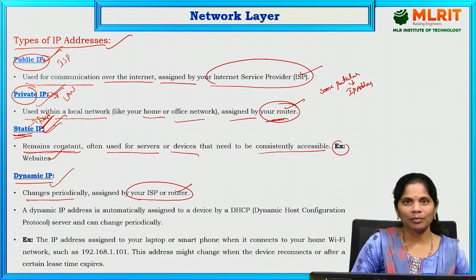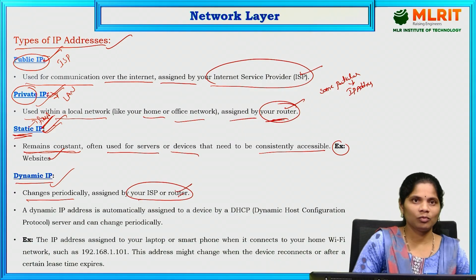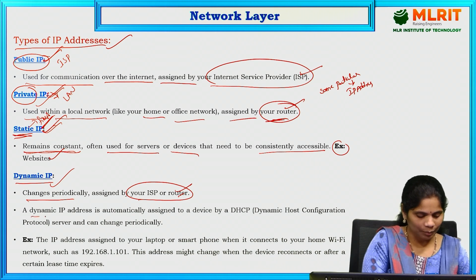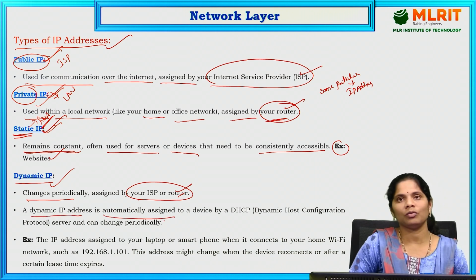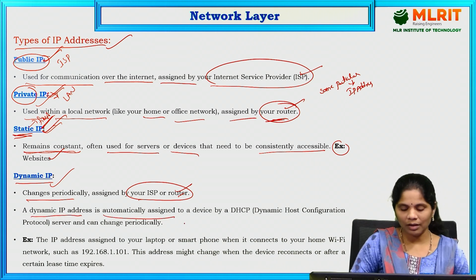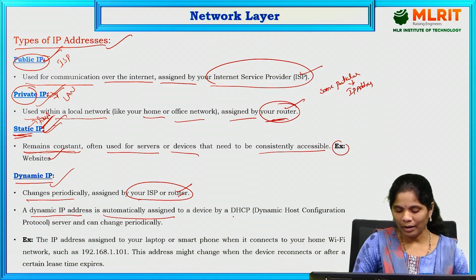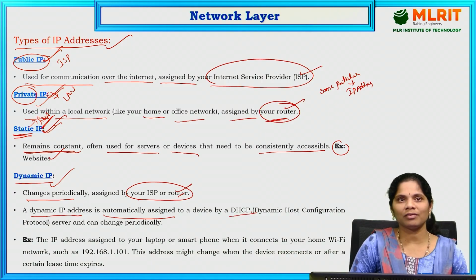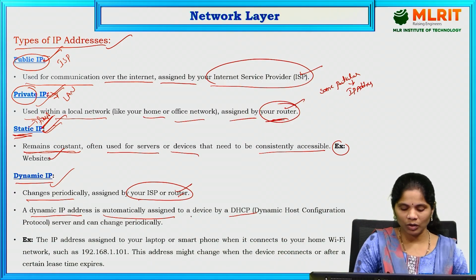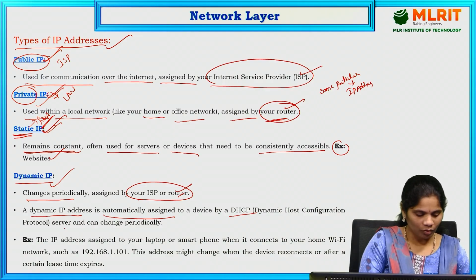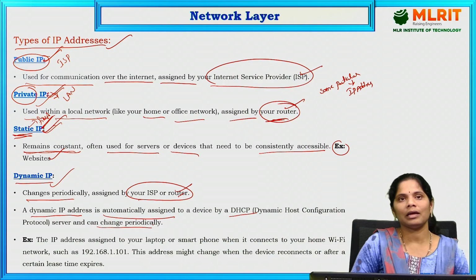This can be assigned by the ISP or the router. You can assign it using dynamic IP. So, a dynamic IP address is automatically assigned to the device. It can be automatically assigned to that particular device by DHCP, that is Dynamic Host Configuration Protocol. That is a dynamic IP address, and it can change periodically also.